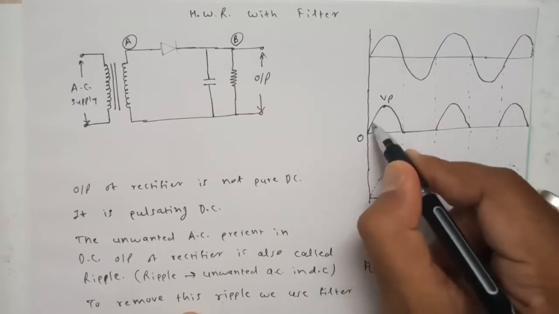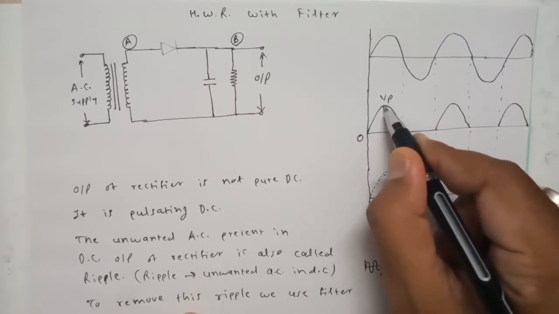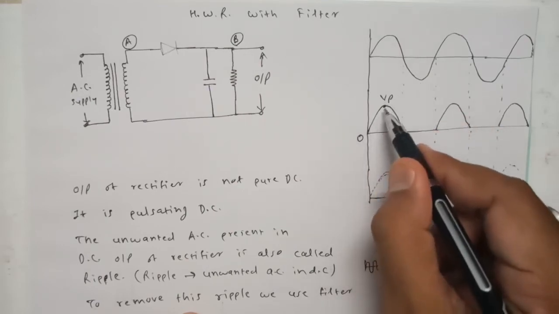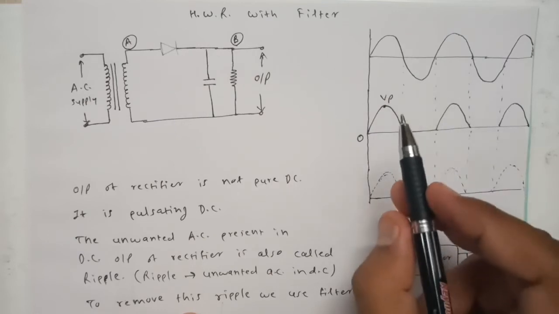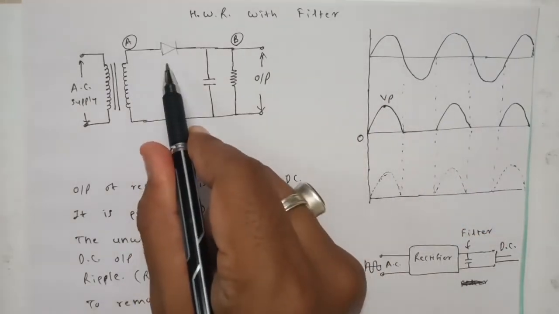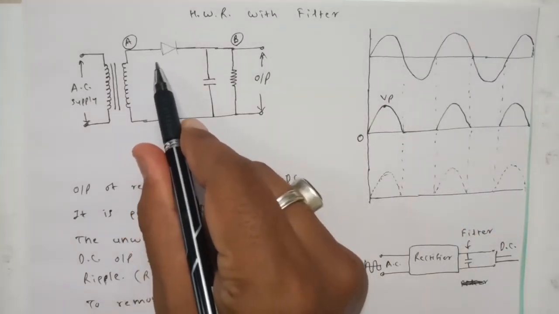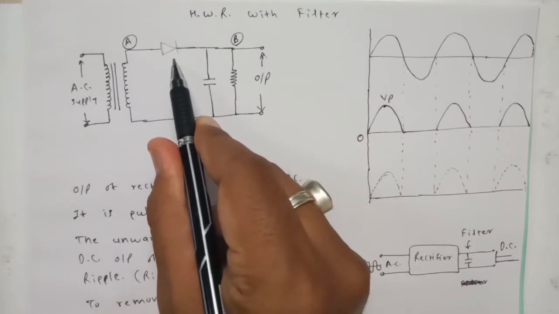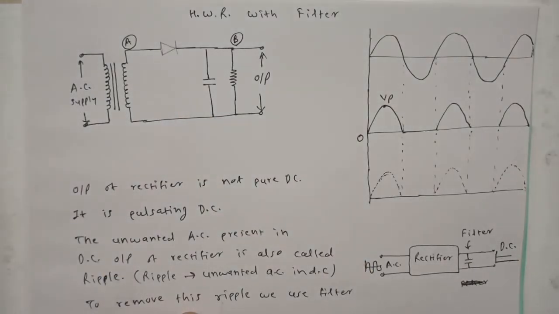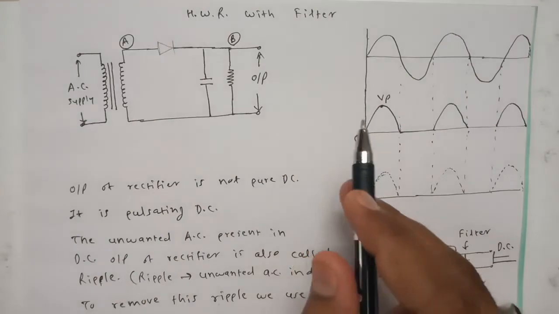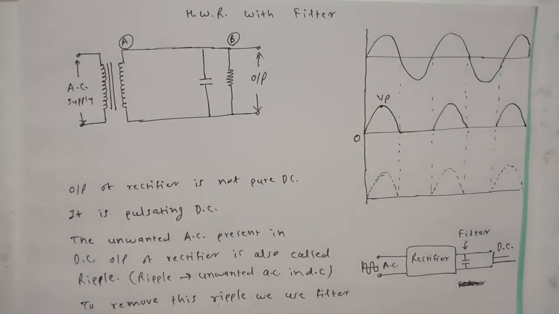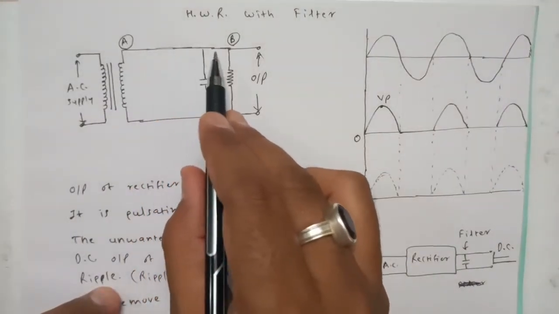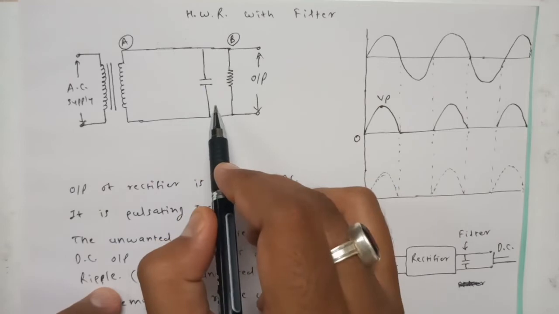So from 0 to this point, the voltage is increasing, right? In this case, initially there is no voltage across the capacitor. That's why the diode is forward biased, and it will act as a closed switch here. So during forward bias, the diode is acting as a closed switch. Hence, it will allow the current to flow through this, and it will flow through the load resistance.